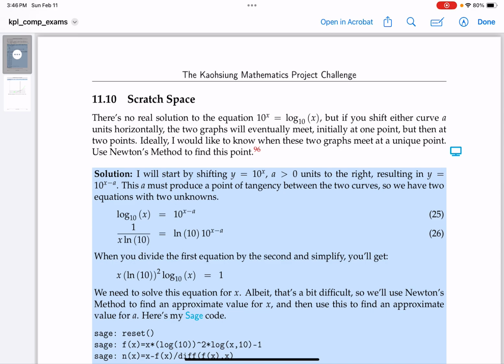There's no real solution to the equation 10 to the x equals log base 10 of x, but if you shift either curve a units horizontally, the two graphs will eventually meet, initially at one point, but then at 2 points. Ideally, we'd like to know when these two graphs meet at a unique point. Use Newton's method to find this point.